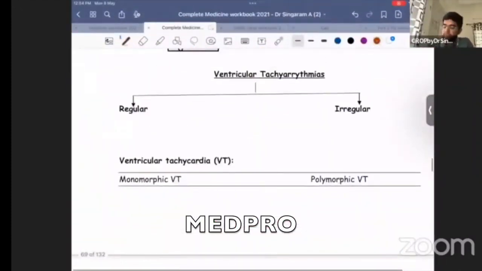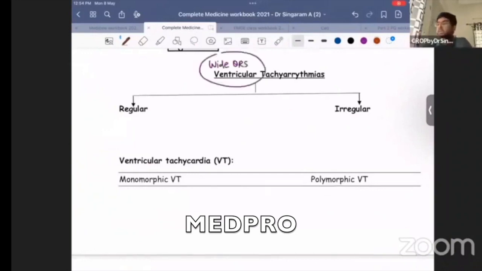What is the wide QRS? The wide QRS is ventricular tachyarrhythmia. And two names I have told you. What are they? Ventricular fibrillation and ventricular tachycardia. What would be regular rhythm? VT, ventricular tachycardia, is the regular rhythm. Irregular is ventricular fibrillation, VF. I think you can easily remember.